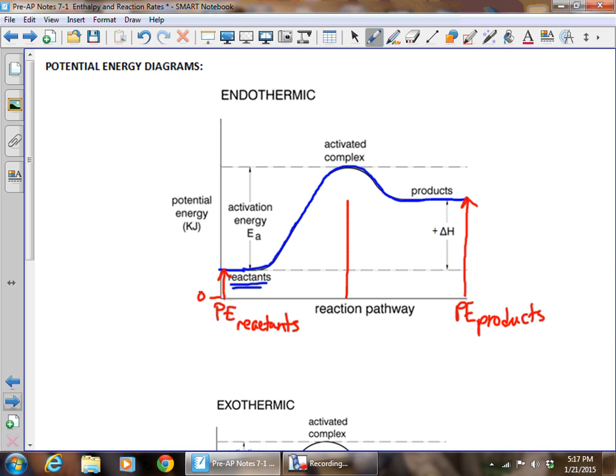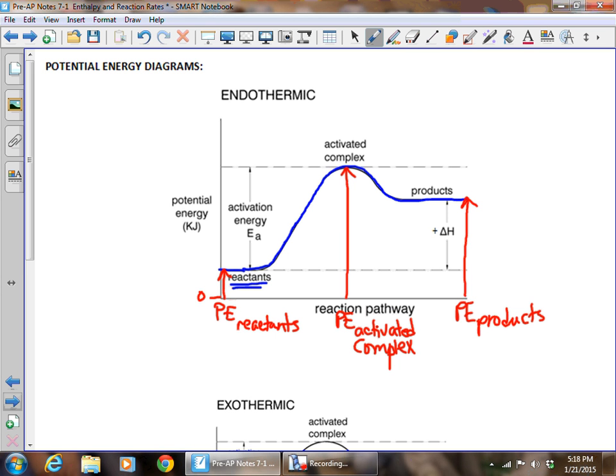This distance right here is the potential energy of the activated complex. Now, what is an activated complex? It is something that is formed in the middle of the reaction that is very stable and it does not last for long, but it must be formed in order for that change between the reactants and products to happen. And that's what usually takes all the energy. So that's why we always have a certain amount of energy that's needed just to start a reaction.